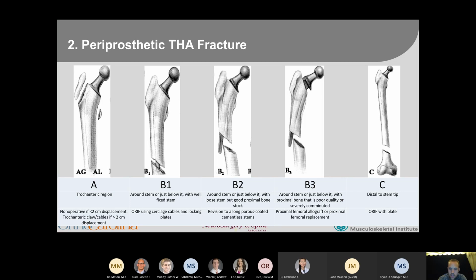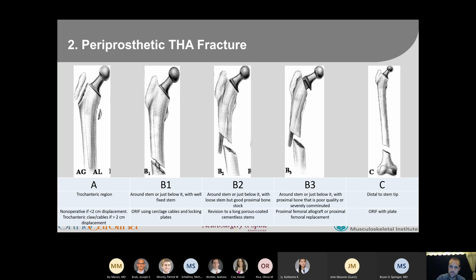For B3s, this is where you start getting into proximal femoral replacement. And if they're going to do that, they're going to make it obvious that there's absolutely no bone left whatsoever in the proximal femur. The vast majority of the time when they ask about this, it's going to be a B2 fracture, which aligns with real life because the majority of these types of fractures are B2 fractures in real life as well.